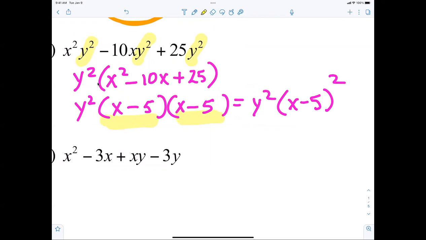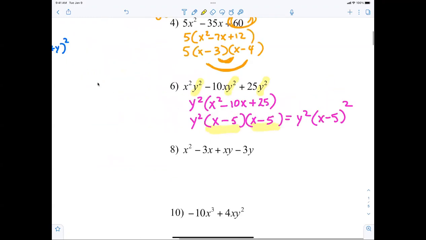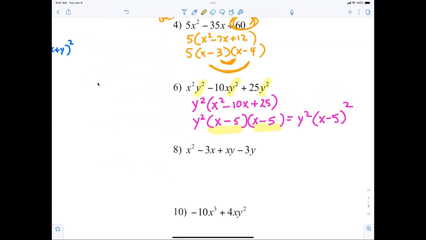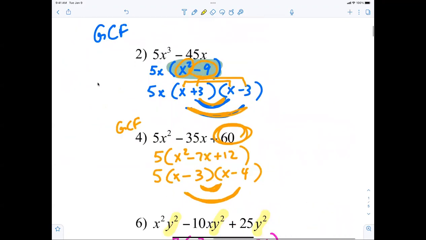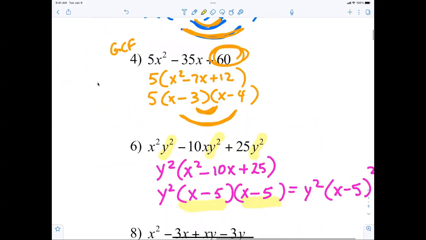On the last one, you could have done... The last one, I could not have done that. They're not the same. No, on the first one. No, they're not the same. Oh, okay.